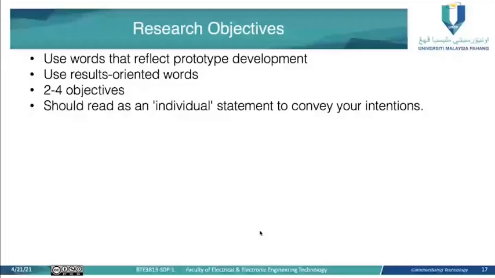Two to four objectives is more than enough. I mean, for SDP, maybe 2 objectives or 3 objectives is enough. Usually, even for a master's, they do only 3 objectives. For a PhD, maybe they go for 4 or 5 objectives. But for your SDP, just 2 to 4 objectives is more than enough.